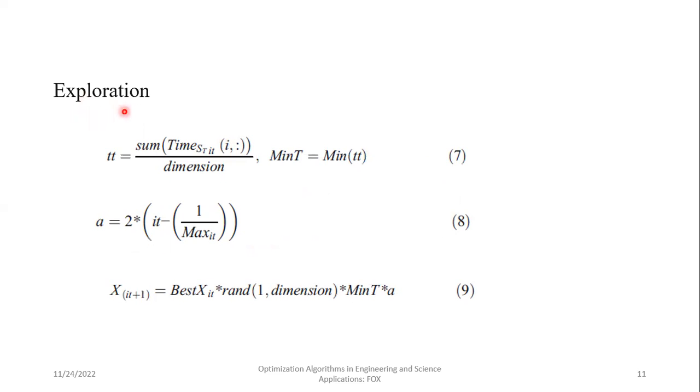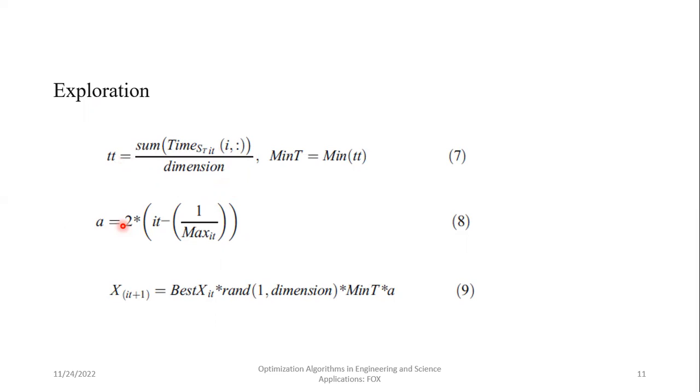Exploration, that means global search. The average time equals the sum of the times in each dimension over the dimension. And A is a parameter whereby the searching performance over the iterations is reduced.